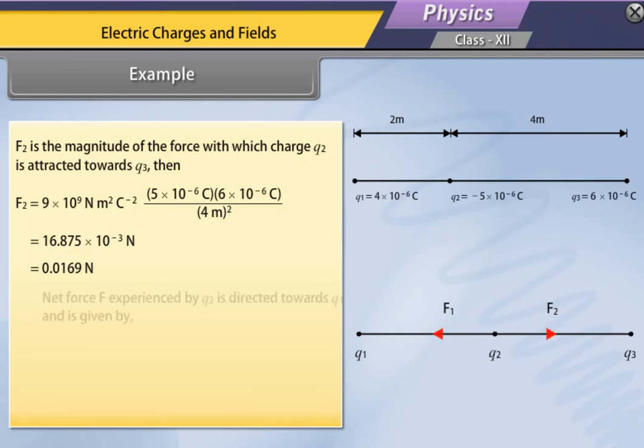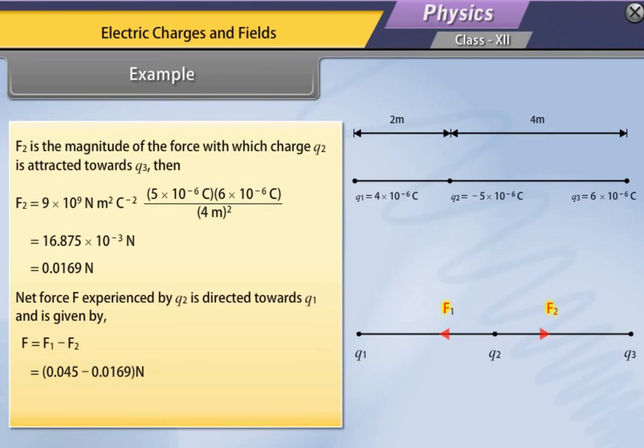0.0169 Newton. Net force F experienced by Q2 is directed towards Q1 and is given by F = F1 − F2, which equals 0.045 − 0.0169 Newton, which is equal to 0.0281 Newton.